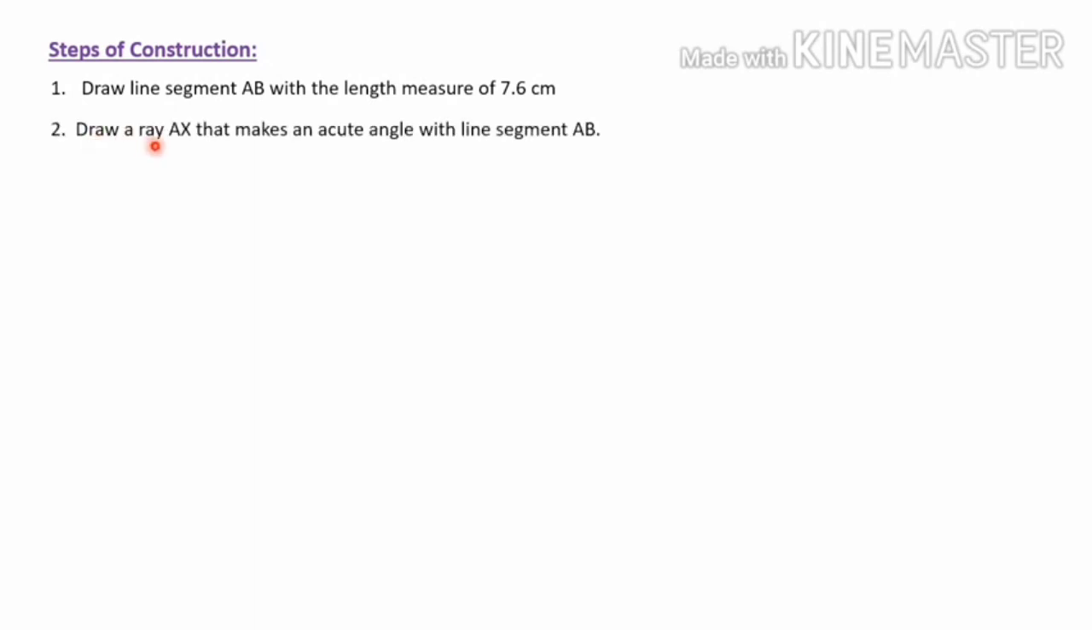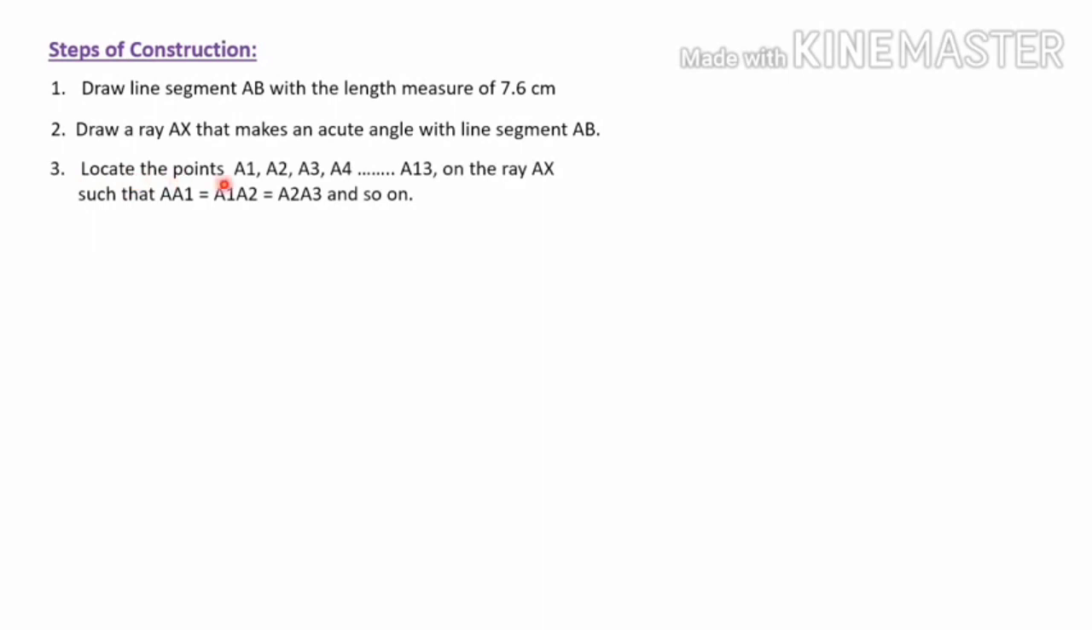Next, we have to write the steps of construction. It is a part of the answer and it is compulsory to write the steps of construction after drawing the diagram. Draw a line segment AB with the length measure of 7.6 cm. This is actually a sample of steps of construction. You can use your own statements, your own sentences, without mistakes. It's not a problem.